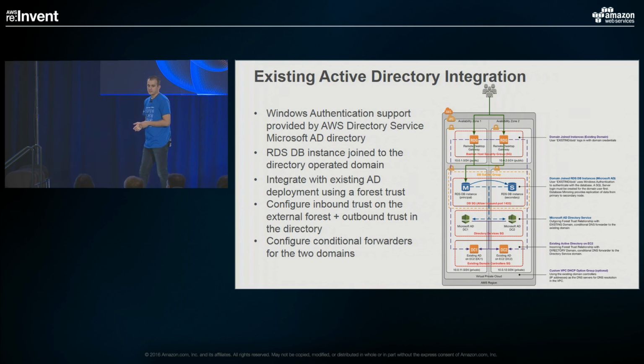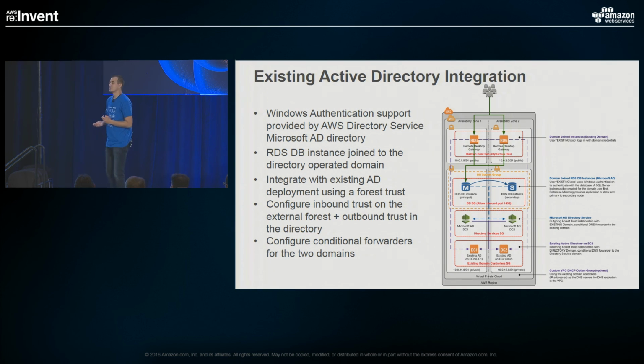Finally, I'd like to spend a few minutes highlighting the Windows authentication capability and the feature that we launched earlier this year for Amazon RDS for SQL Server. So just like some of our other Active Directory integrated AWS services, such as WorkDocs, WorkSpaces, and WorkMail, and the integration with our console, the capabilities are provided by AWS Directory Service.